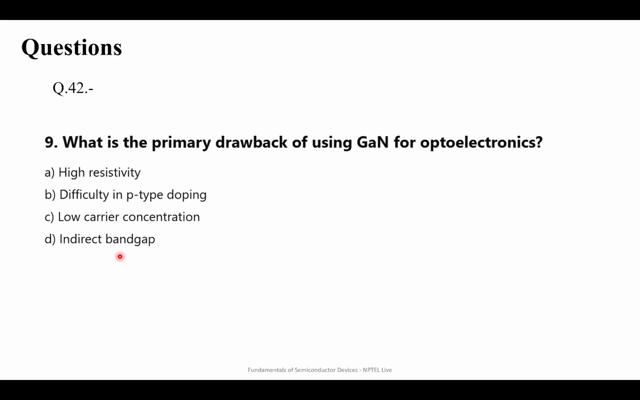What is the primary drawback of using gallium nitride for optoelectronics? High resistivity, difficulty in p-type doping, low carrier concentration, indirect band gap.